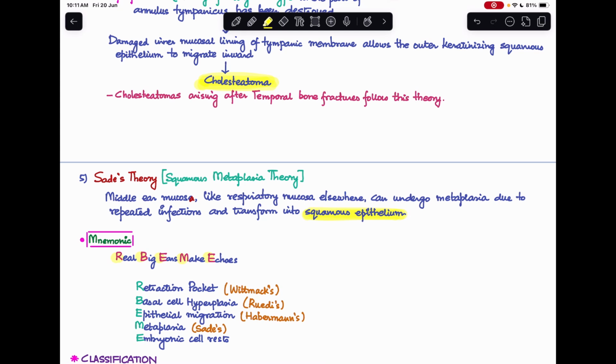So with R comes retraction pocket, which is Wittmack's theory. B is for basal cell hyperplasia, which is Ruedi's theory. E is for epithelial migration, which is Habermann's theory. And M is for metaplasia, which is Sade's theory. And last is embryonic cell rests, which is basically the cause behind congenital cholesteatoma. So this is a mnemonic that will help you remember all the theories behind the origin of cholesteatoma.